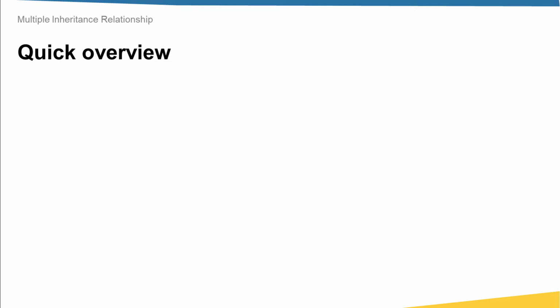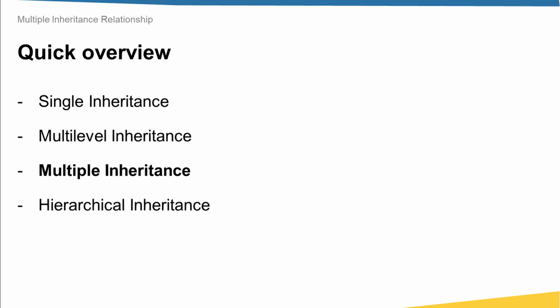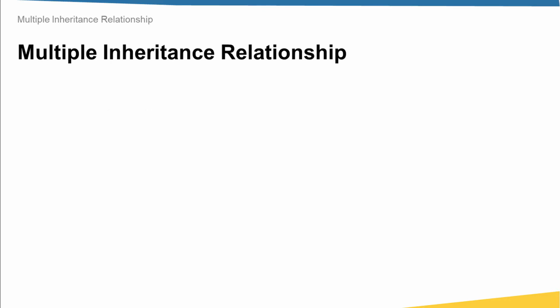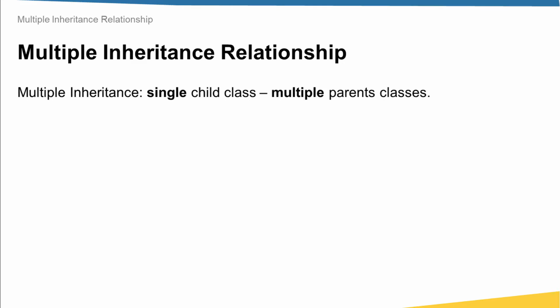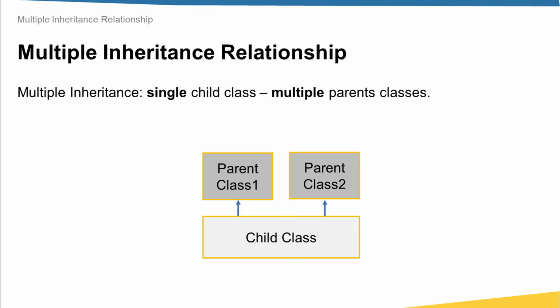Previously, we have seen that we have 4 types of inheritance relationship. And in this lecture, mainly we are talking about multiple inheritance relationship. In this relationship, usually we have a single child class, and this class inherits multiple parent classes. As you see here in this diagram, I have a single child class and multiple parent classes.